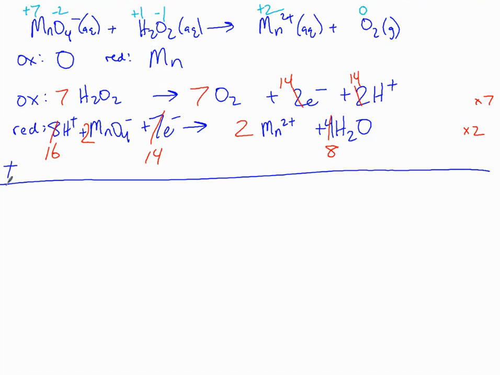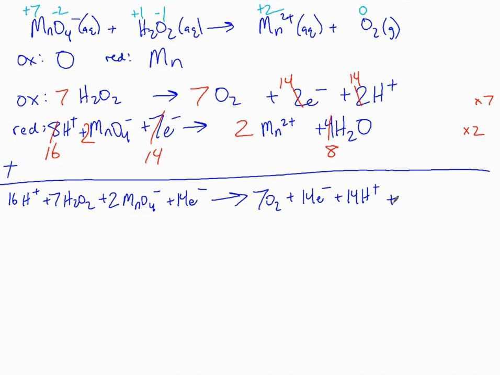So I'm going to write out the whole thing before I cancel stuff out. So we have, let's see, 16 H pluses, 7 H2O2, 2 permanganates, plus 14 electrons, yields 7 oxygens, plus 14 electrons, plus 14 hydrogens, plus 2 manganese, plus 8 waters. Everybody's with me at this point, right?